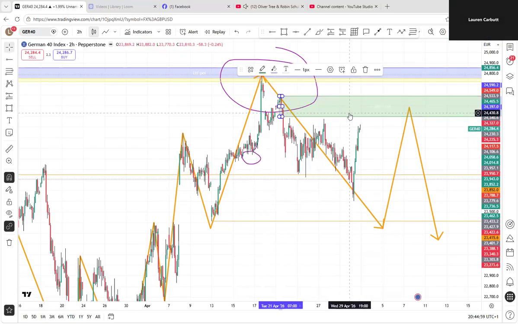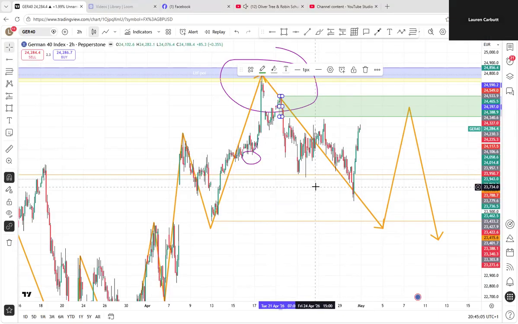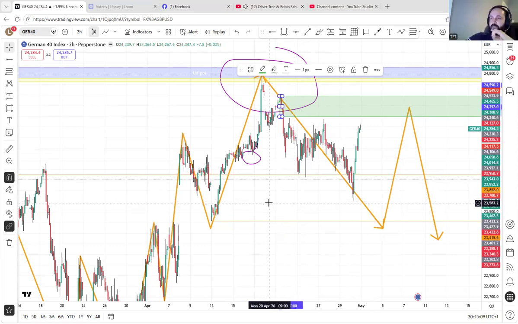So you're basically just waiting for it to play its hand. So if it comes back down and it doesn't take out that area you've marked, then you just sit on it and wait. Yes, absolutely.